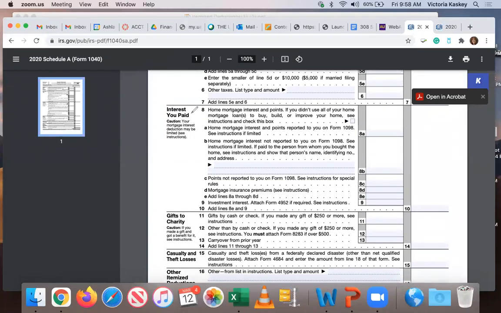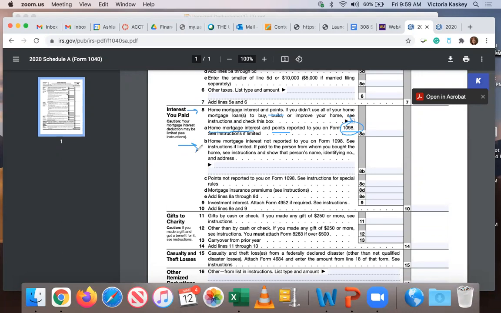So those things that are on that interest line item on 5A, here, interest you paid, notice that we have home mortgage interest and points. If you didn't use all of your home mortgage loan to buy, build, or improve your home, check this, meaning, let's just say, for example, you used it for home repairs or on a rental. Notice you have home interest and points reported to you on Form 1098, and then any home interest not reported to you on 1098.